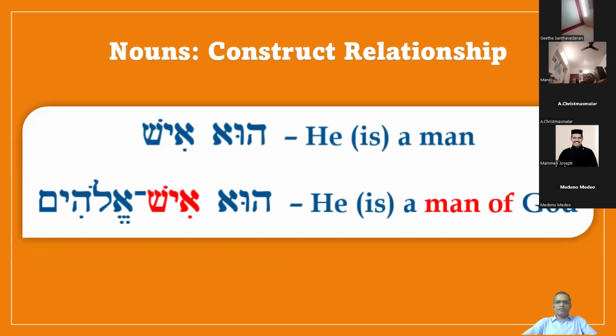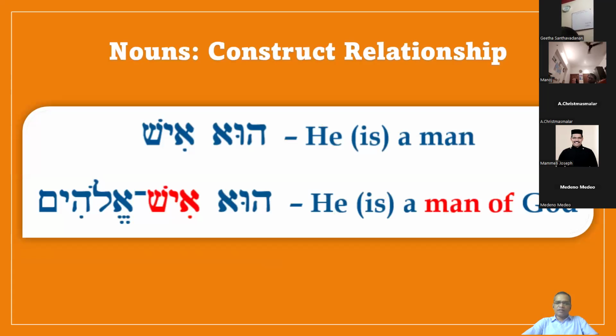So here, you see an independent personal pronoun with a noun, and we have added the verb to be. He is a man. Who is Elohim? He is a man of God. How come in the translation we have added "of"? When a noun stands in the construct state, the translation will be "of" along with that word.